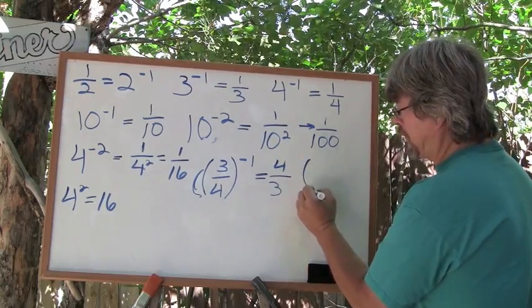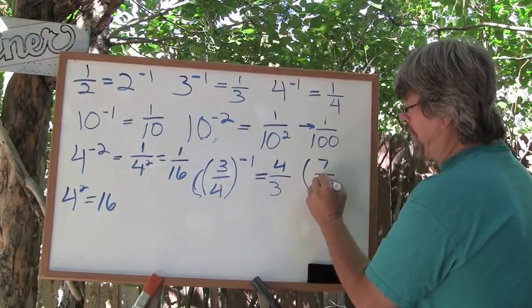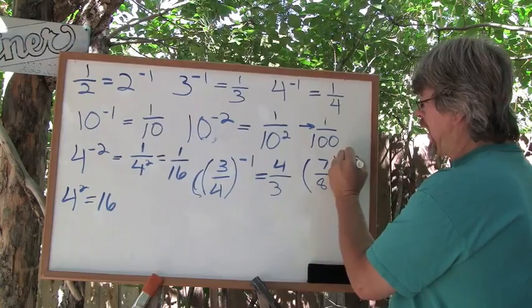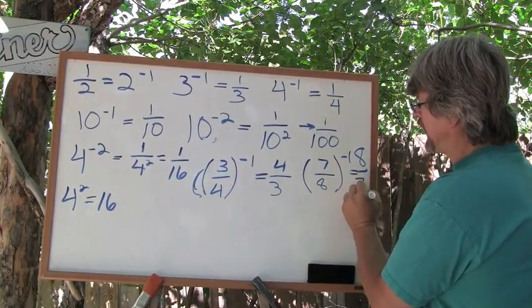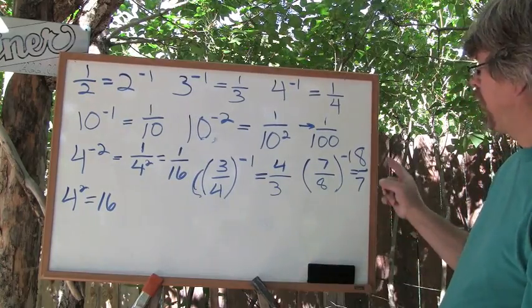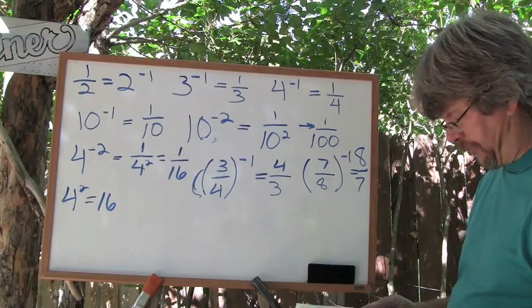So 7/8 to the negative 1 equals 8 over 7. You do the reciprocal of the fraction.